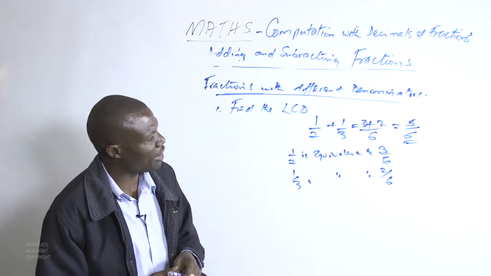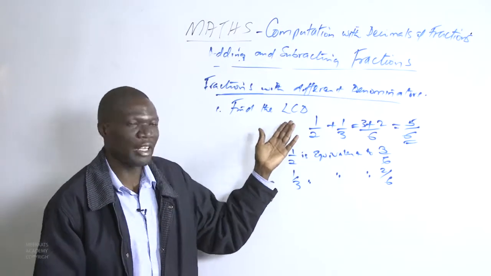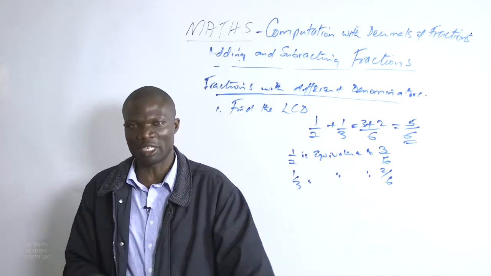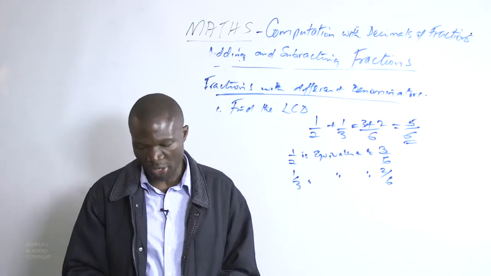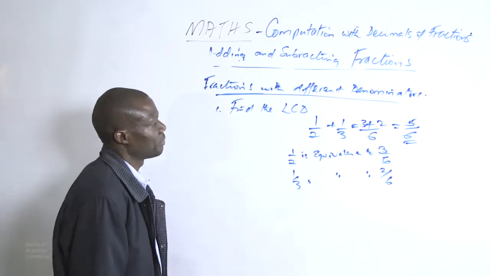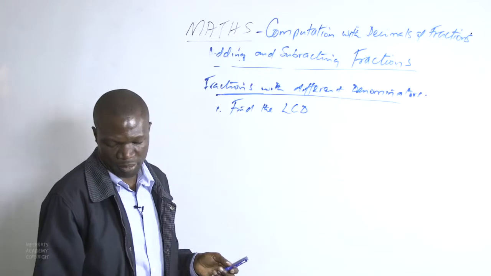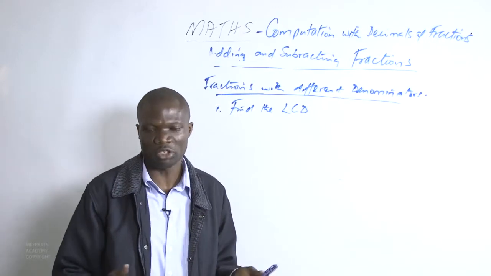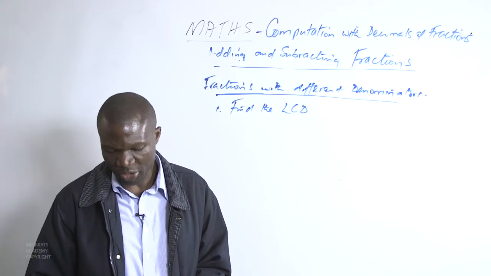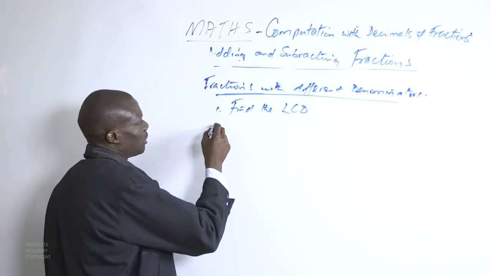So what am I trying to show here? That we must find the LCD, which sometimes we only multiply the denominators, but it is not always, as we shall see in the coming few examples. The second step when working with fractions of different denominators is to convert fractions to their equivalent fractions with the LCD.